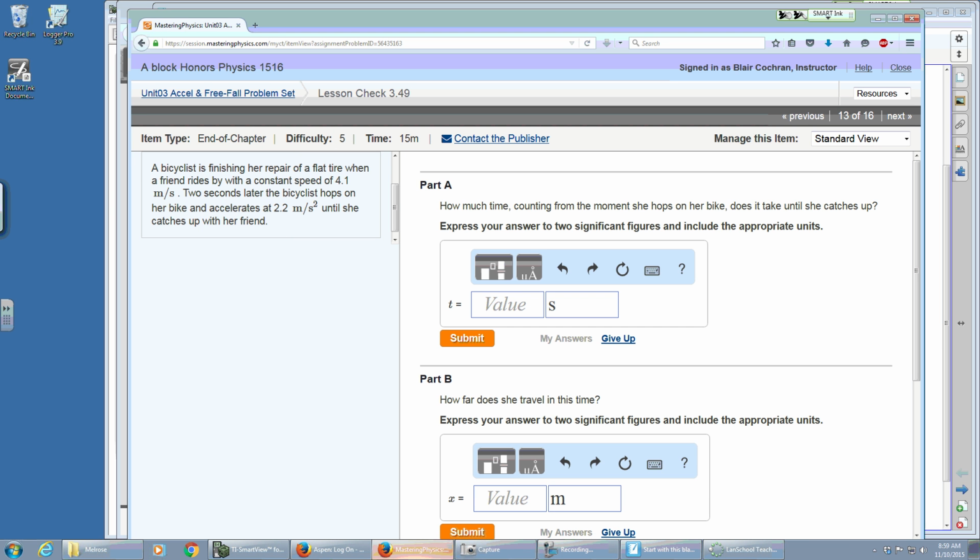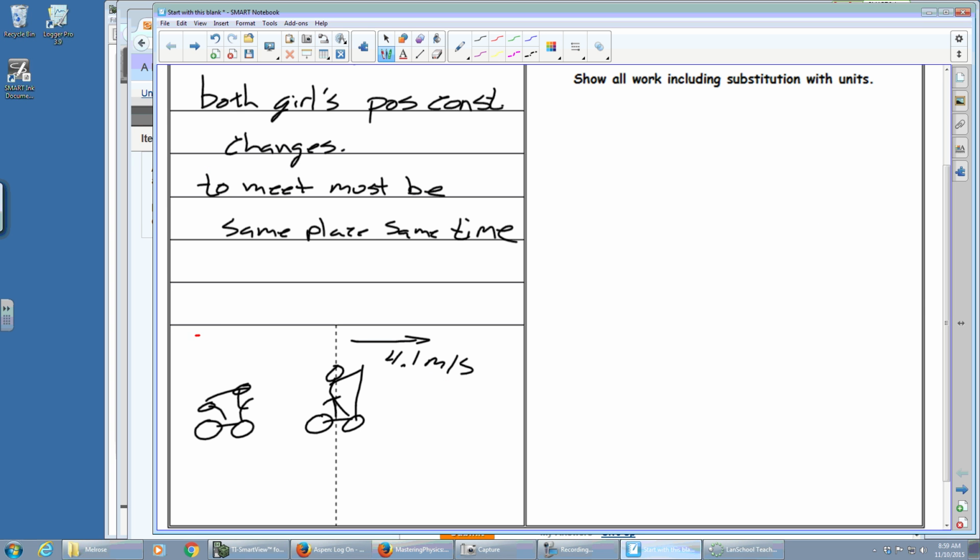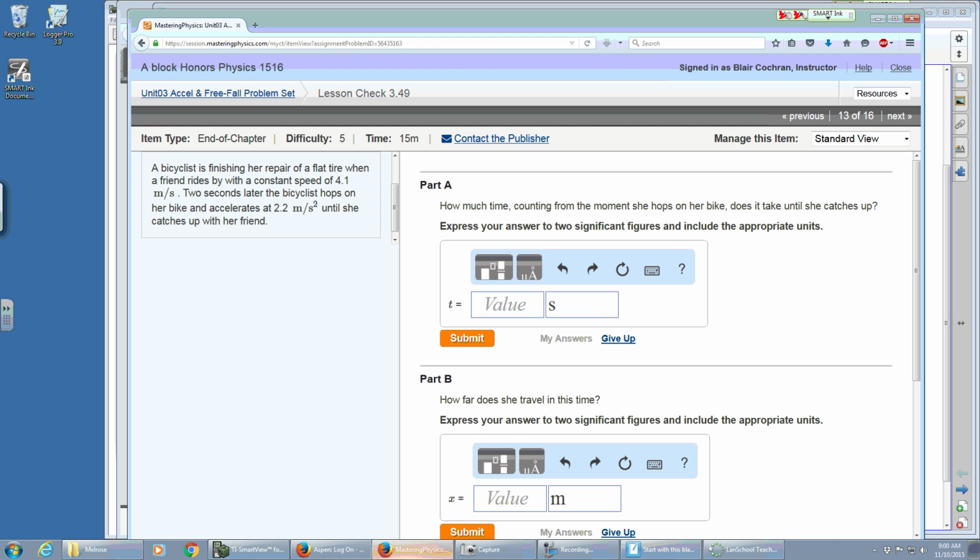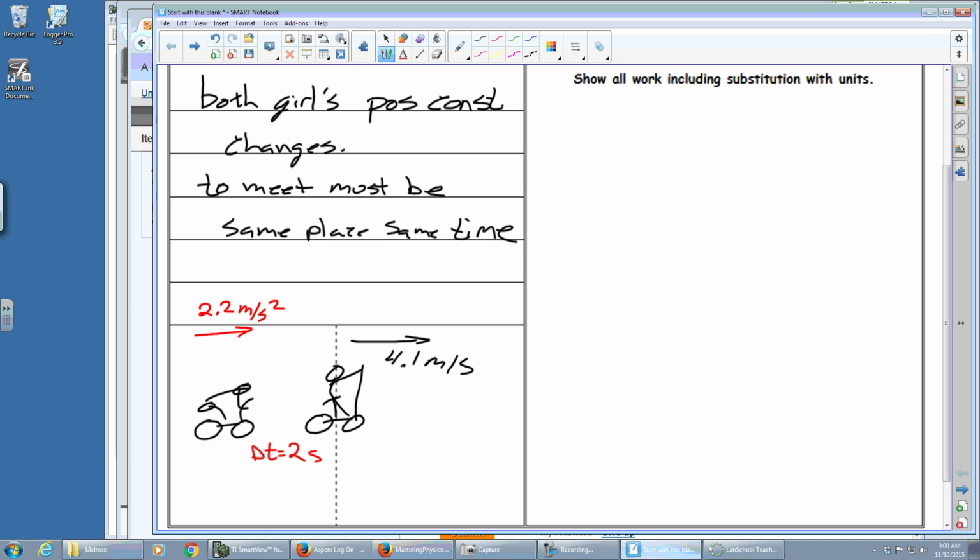Two seconds later, she hops on her bike and accelerates at, what was that? 2.2? Remember, your numbers may be different, so look at your own problem to make sure that you're using your numbers. And then they want to know how much time from the moment she hops on her bike does it take until she catches up.